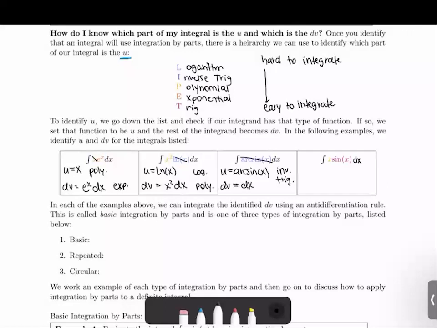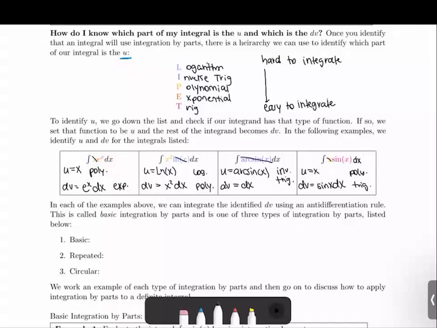And lastly, we're integrating x times sine of x. So x, highlighted in yellow, is a polynomial, and sine, highlighted in pink, is trig. And because p comes before t, our x is our u, and everything else is dv. So that's sine of x dx. So this is our polynomial, and this is our trig.